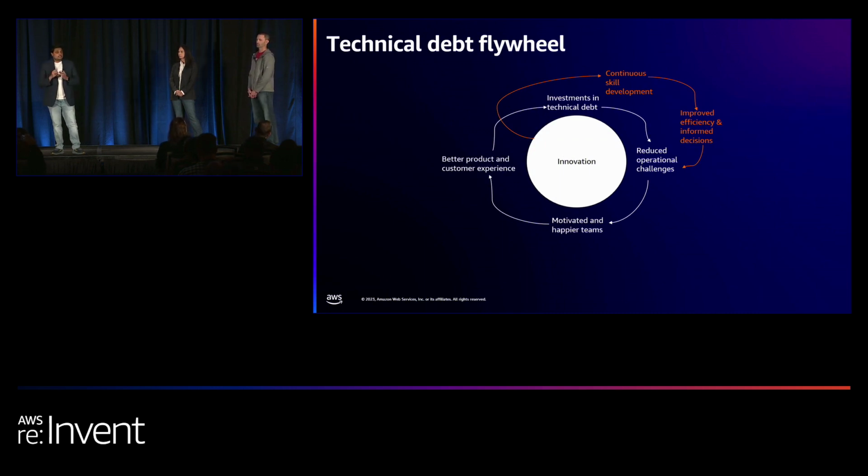Let's look at a flywheel that you can build for your organization to build that continuous process. You start with investments in your technical debt. Those investments will reduce operational overhead over time. For example, you could be looking at a better customer experience, and your teams will be spending less time managing technical debt. They will be spending more time building new features for your customers. And if they are building more features, it means they are happy. You will have a happy and motivated team because now they're spending time on what they like to do, which means building new features for your customers.